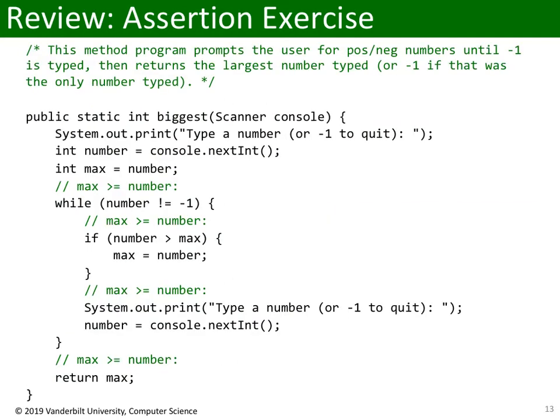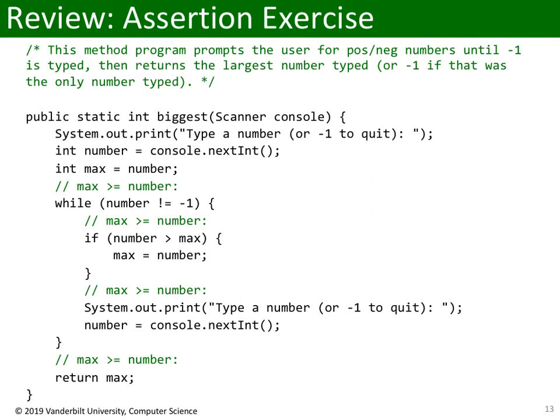So here's a program that prompts the user for numbers until they type -1. When -1 is typed, we exit the loop and we return the maximum of the numbers that have been typed. So this is a sentinel style loop with the sentinel being number equal to -1. And we are going to continue as long as number is not equal to -1.